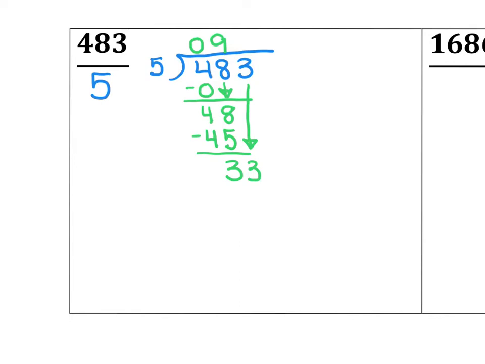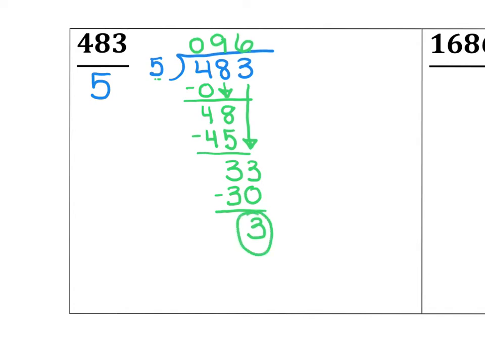I can get 6 5s in 33. So I'm going to put a 6 in my quotient. I'm going to multiply the 6 times 5, and I get 30. Subtract. 33 minus 30 is 3. Check. I can't get another 5 into the 3. And there's not another number to bring down.